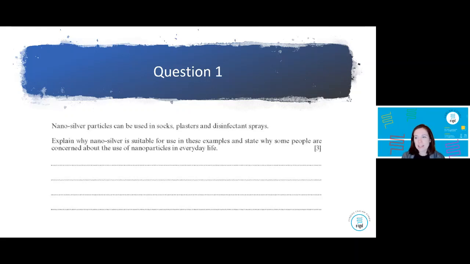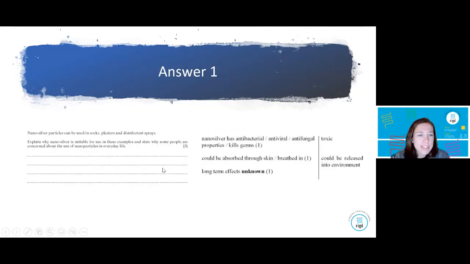So just have a look at the answer. On the right-hand side, you have the answer from the mark scheme. Nanosilver has antibacterial, antiviral, antifungal properties, so kills germs. Any of those would have been accepted. And that's why, of course, it's suitable for use in those examples. But why are some people concerned about the use of nanoparticles in everyday life? Well, they could be absorbed through the skin, breathed in, and for the third mark, long-term effects are unknown. So there you have the answers for that particular question.